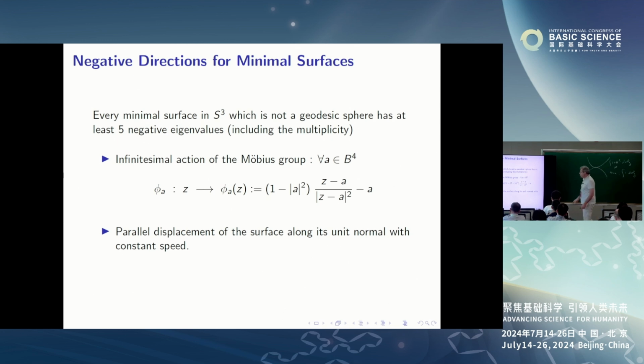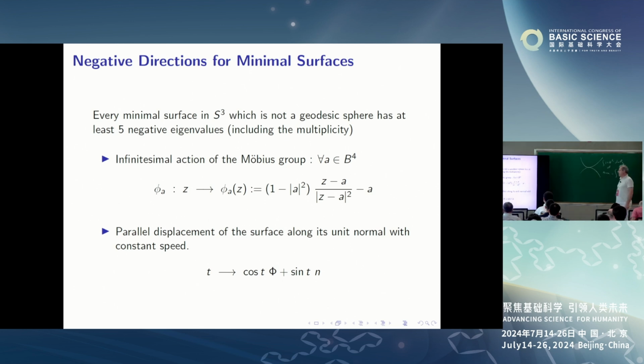And you can also do a parallel displacement of the surface along its normal with constant speed. So what does it mean? It means simply that you are considering this transformation, where n is again our normal. You are considering cos t times phi plus sin t times n.